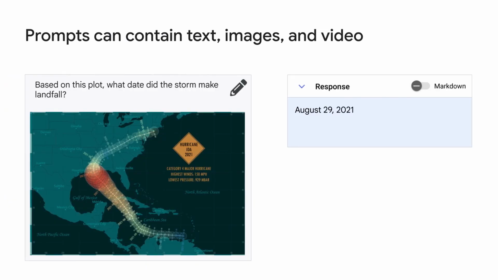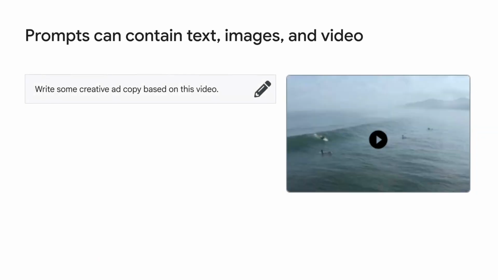You can prompt Gemini to interpret or extract information from an image, such as reading this plot to extract a specific answer. You can also ask questions about a video, whether you want to describe what's happening or to extract information that appears in it. In this example, a 30-second video file about someone surfing on a big wave in the middle of the ocean has been included with the text prompt, which asks Gemini Pro Vision to write some creative ad copy based on the video.